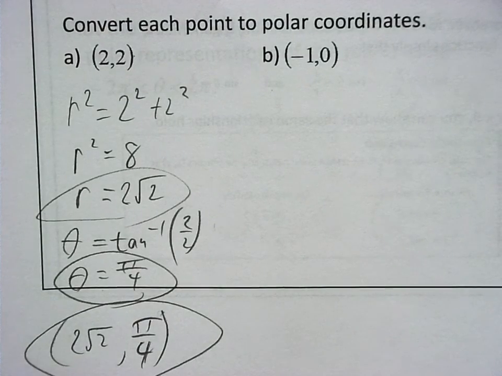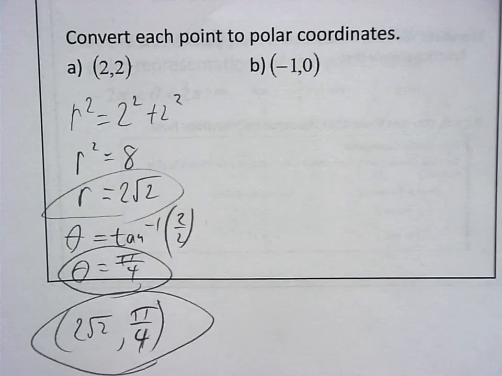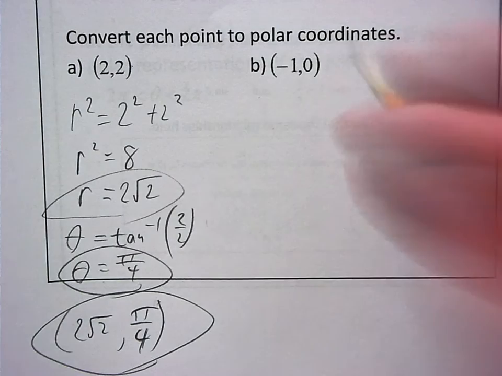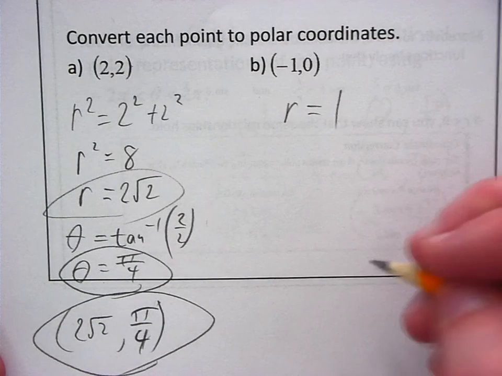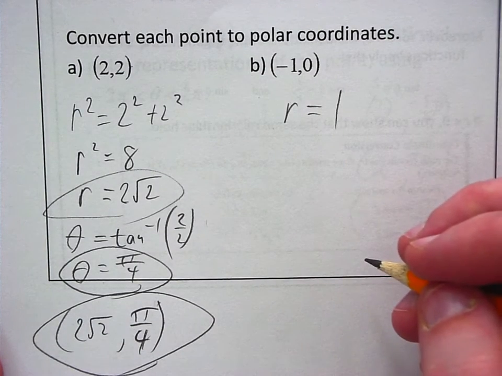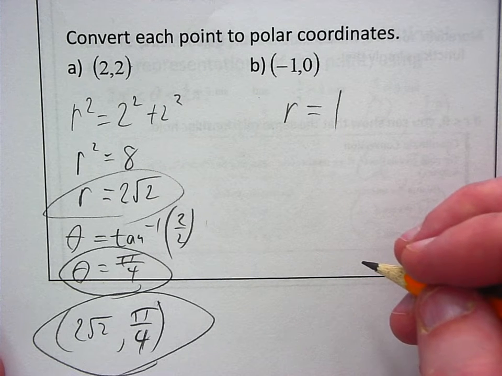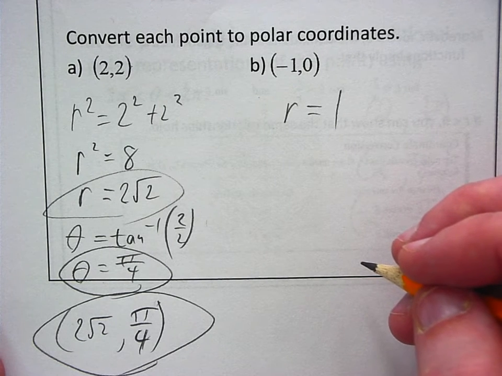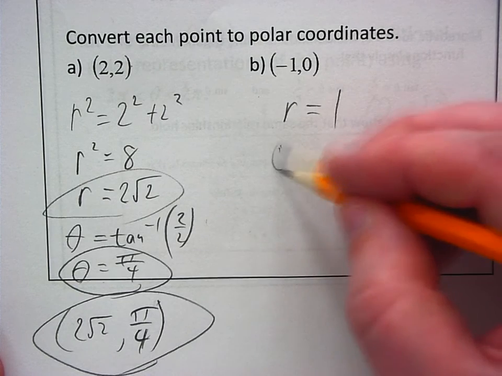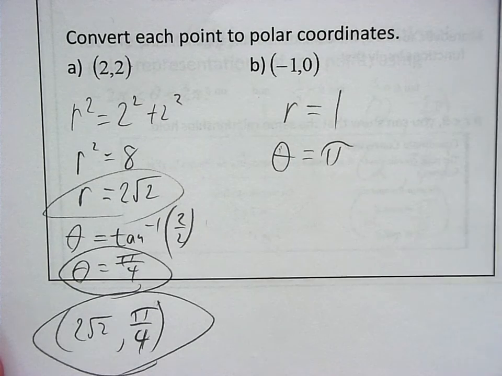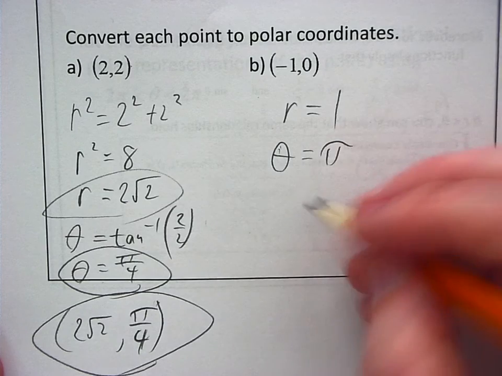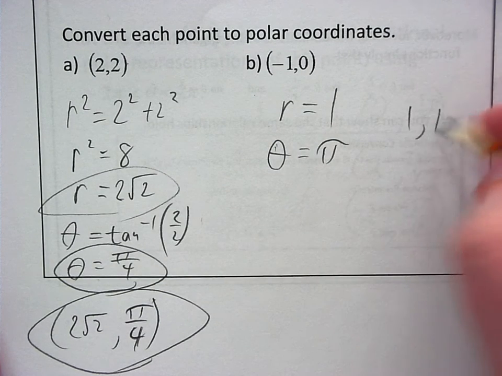For the next one, well, let's do this one without. What's my radius going to be at negative 1, 0? 1. You're 1 out, right? What's the angle going to be? 0. No. 180. Pi, which is the same as 180. So I could just write 1 and pi.